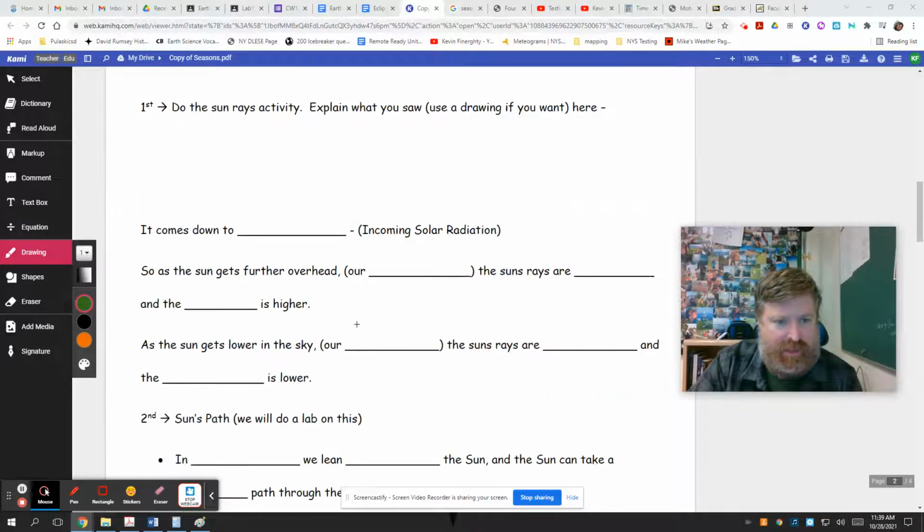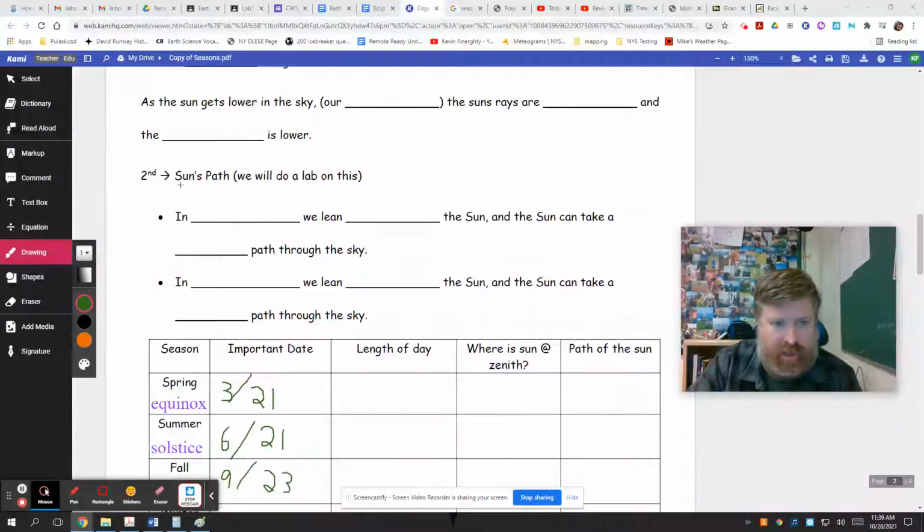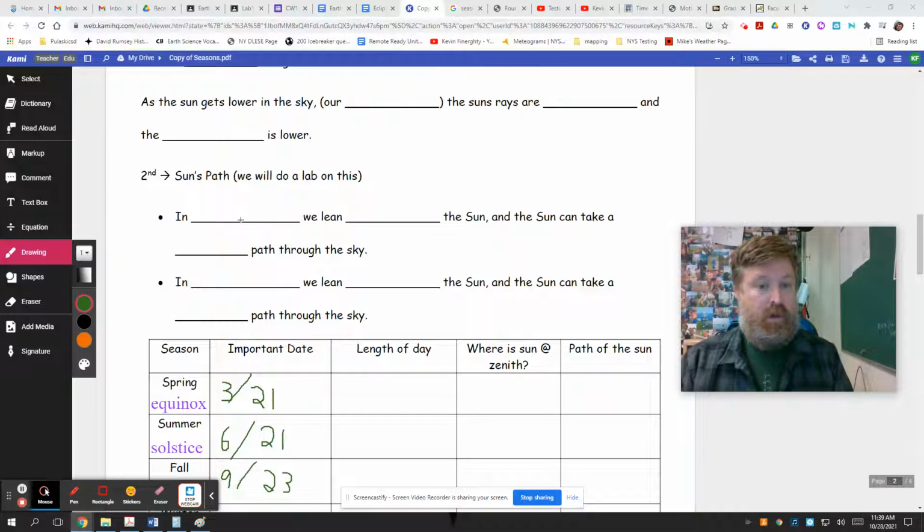So I think I'm going to skip that and that. We're going to go right to here. And it kind of goes along with the Sun's Path lab, which you should have finished up before you jump into these notes. So let's do it.